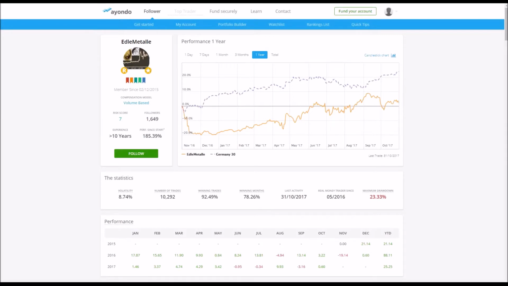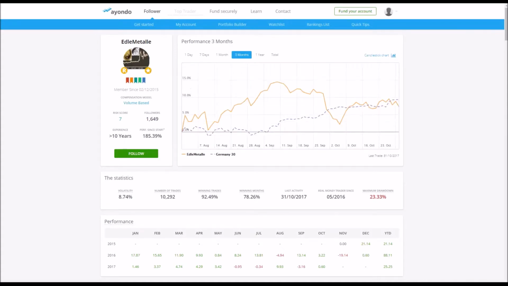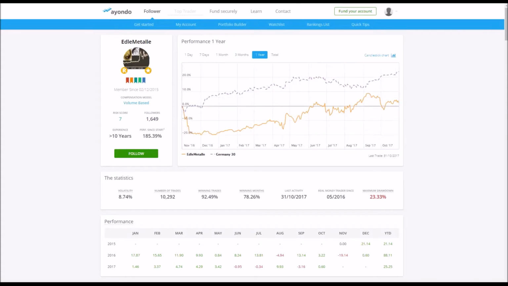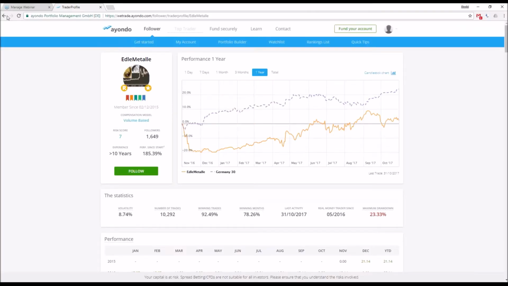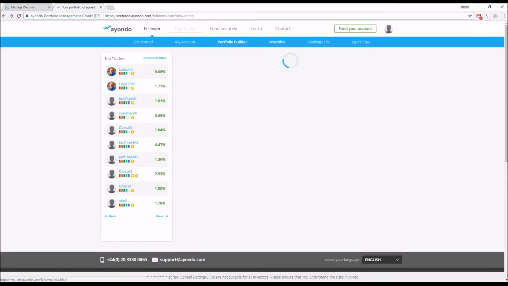So there's Edel Metal. Dipped quite a bit actually. I wonder why I'm following that person. So over the last year, dipped a bit, but seems to have maybe made it back a little bit. Had a bit of a poor return there, but seems to be in recovery mode. So we can see all that sort of detail the same way we could with Barbara and Giuseppe.